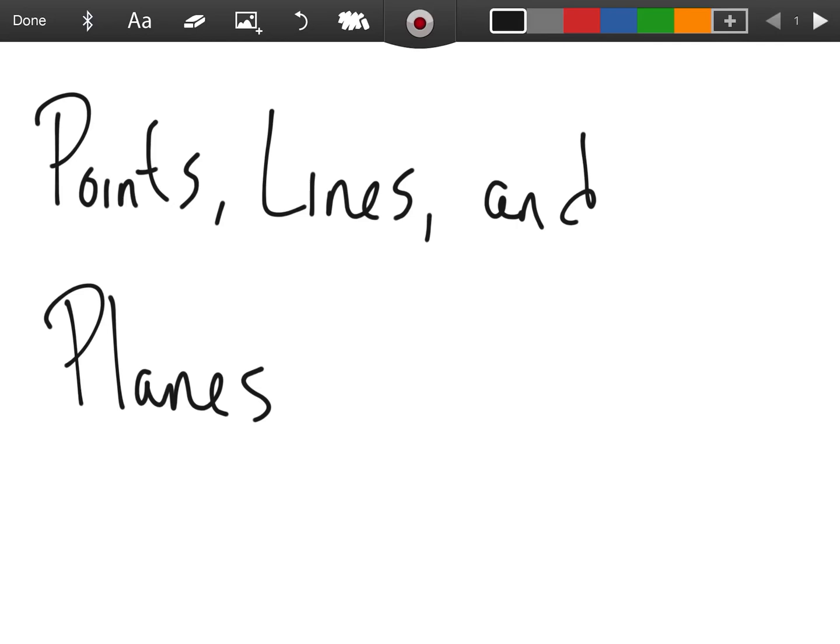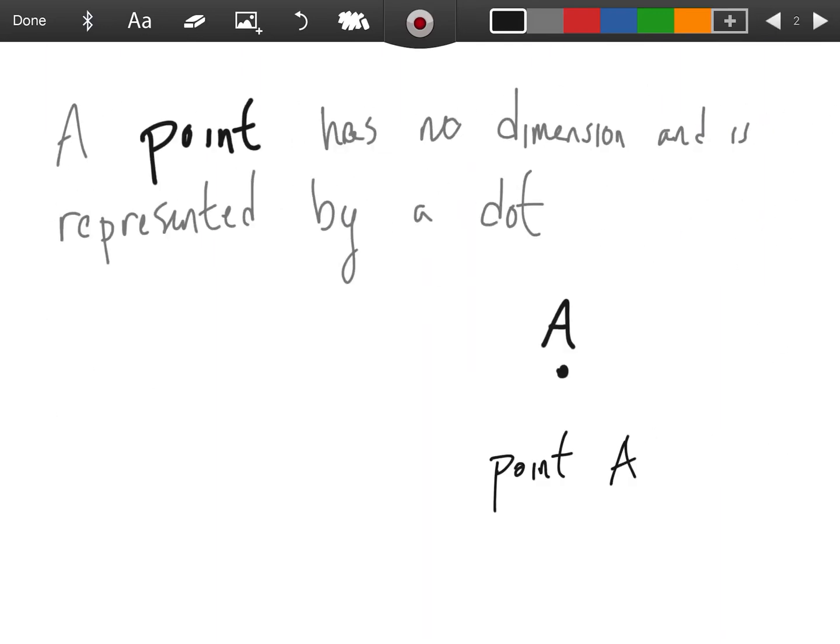Today we're going to be talking about points, lines, and planes. So we're just going to have a lot of definitions here. Really the important thing to get down in your notes is just a picture of each definition and then how are we going to name it.